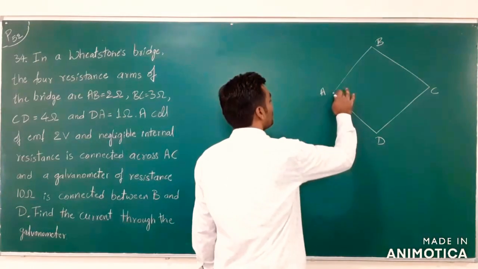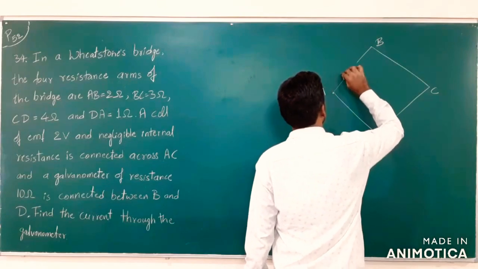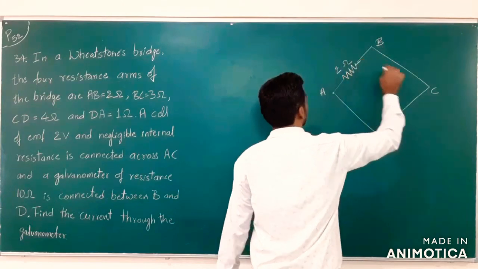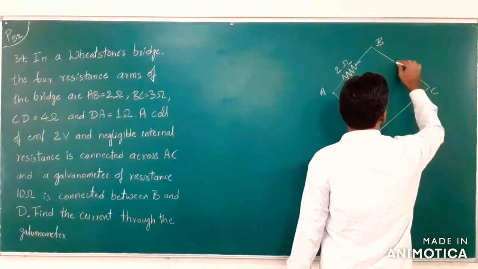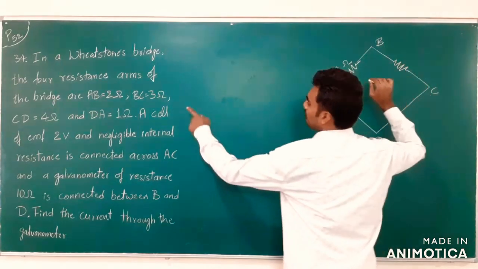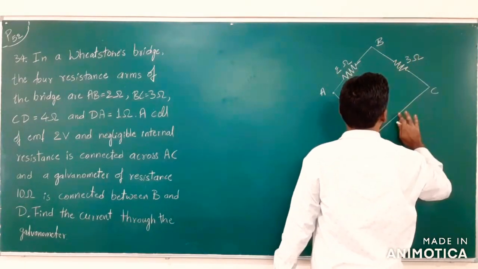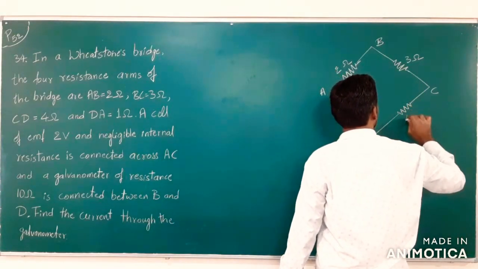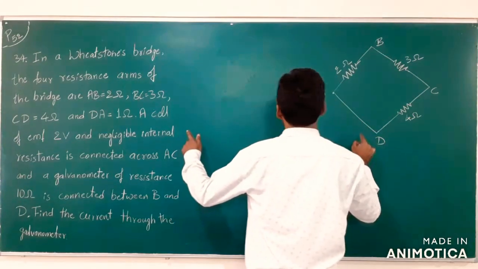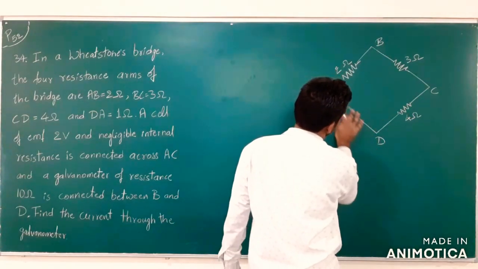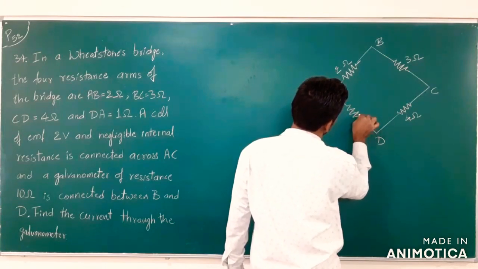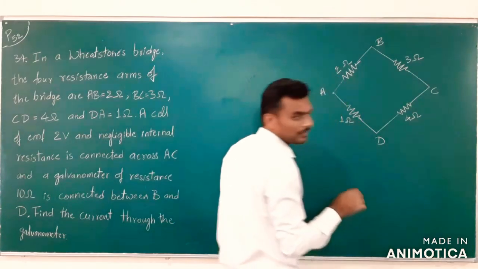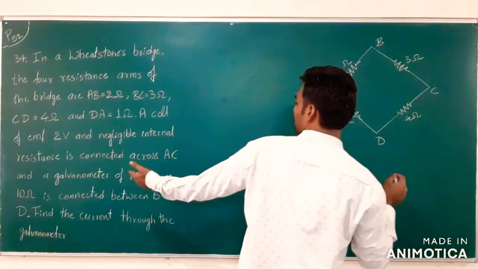And between A and B, we have a resistor of resistance 2 ohm. Between B and C, the resistance is 3 ohm. Between C and D, CD, it is 4 ohm, and between D and A, DA, it is 1 ohm. Okay, and now what is the other data given?